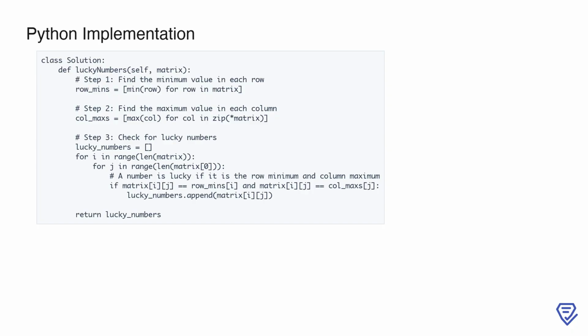The final step is to identify the lucky numbers. This is done by iterating over each element in the matrix using nested loops. For each element, the code checks whether the value is equal to both the corresponding row minimum, from row_min, and the column maximum, from col_max. If the condition is satisfied, the number is added to the lucky_numbers list. Finally, the function returns the list of lucky numbers.